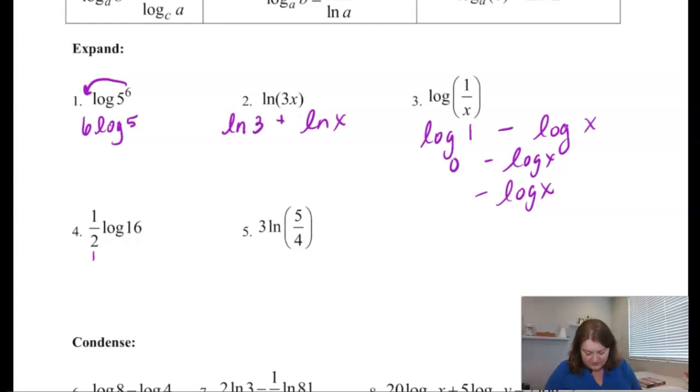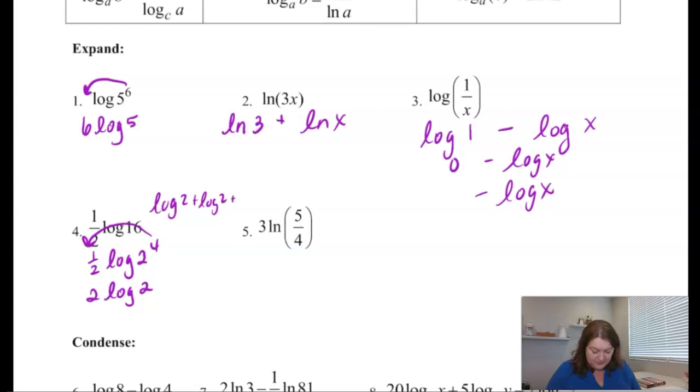So I'm going to call this 1/2 of log of 2 to the 4th. Okay, now then I can use that power rule that says that 4 should go to the front, and if the 4 goes to the front, I'll just have 2 log of 2, and that's really as expanded as I could get it. I could be super obnoxious, and I could call this log of 2 plus log of 2 plus log of 2 plus log of 2 all over 2's from the 1/2 in front. That would be super annoying.